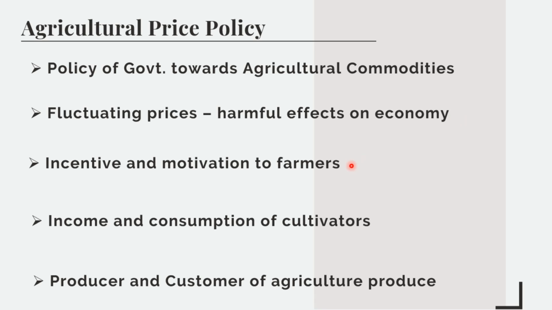On the other side, we can see the income of the cultivators, meaning the income of the farmer, depends upon the prices of the commodities. If prices of agricultural commodities fluctuate, definitely it will create an imbalance in earning income from that particular occupation.